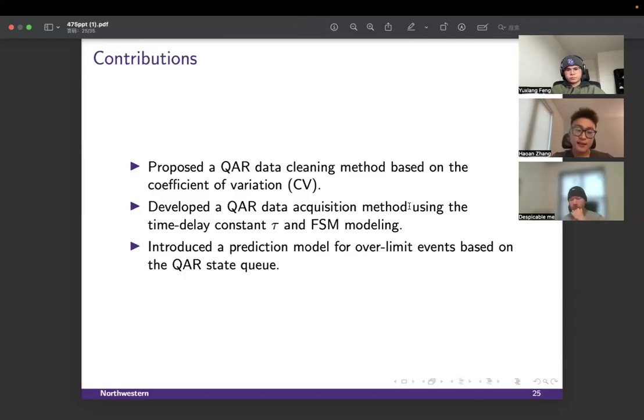And this slide illustrates the unique contributions of our research. To improve the data quality, we designed a data cleaning method based on the coefficient of variation, which is the CV, and which effectively identifies and removes the anomalies. We also proposed a new QAR data acquisition approach that integrates the time delay constant tau and FSM modeling to build a reliable state queue. And finally, we introduced a prediction model for over-limit events based on the QAR state queue.